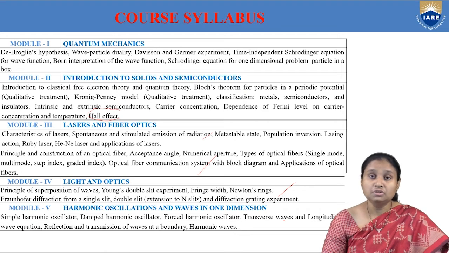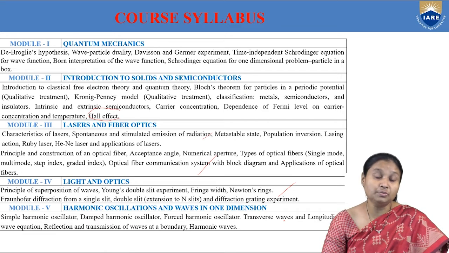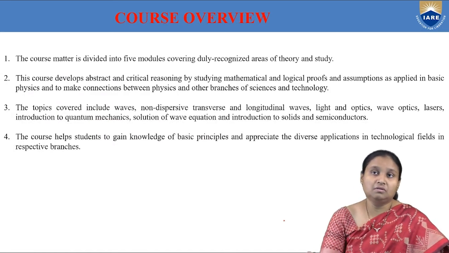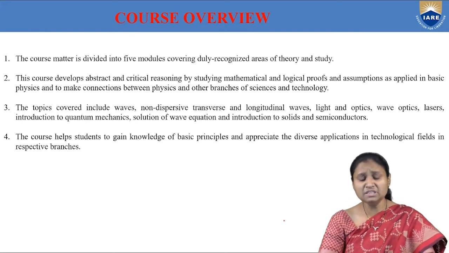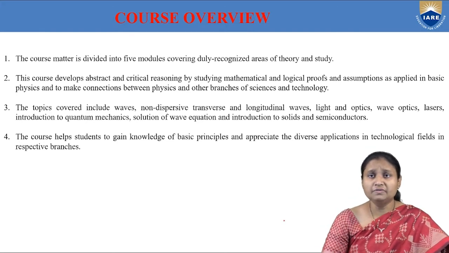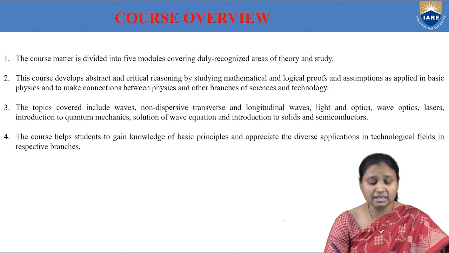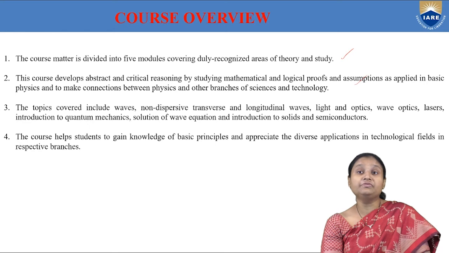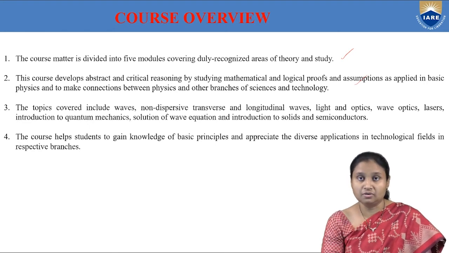Now we are going to do the course outcome mapping to the program outcome for this syllabus. First, we are going to see the overview of the course. What is our course, engineering physics? Now, once we look at this course overview, as you can see, this course matter is divided into 5 modules which will cover duly recognized areas of theory and study. This course develops abstract and critical reasoning by studying mathematical and logical proofs and assumptions as applied in basic physics, and to make connections between physics and other branches of sciences and technology.